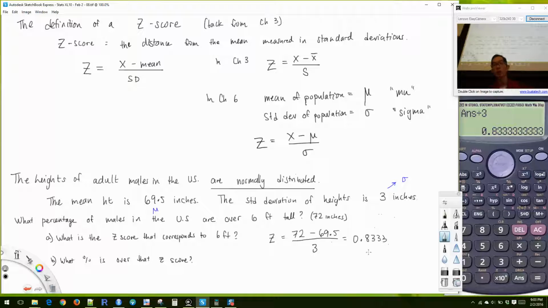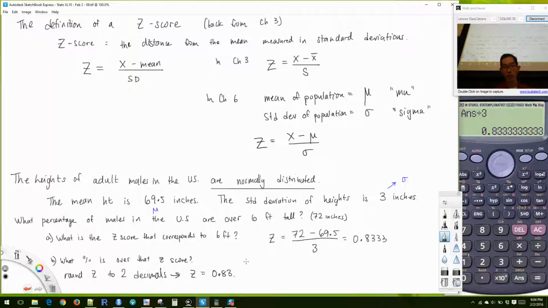Okay, now what I'm going to do is look up this z-score in our z-table, our standard normal table. Our standard normal table only allows us to look up z-scores up to 2 decimal places, so I have to round my z to 2 decimals. That gives me z equal to 0.83.